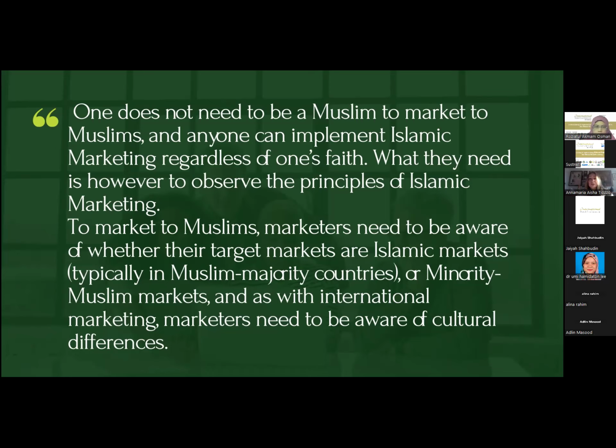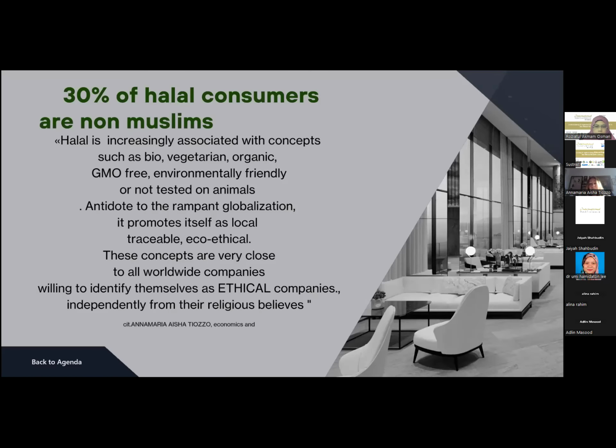To market to Muslims, marketers need to be aware of whether their target markets are Muslim majority countries, minority Muslim markets, or international markets, and be aware of the differences.